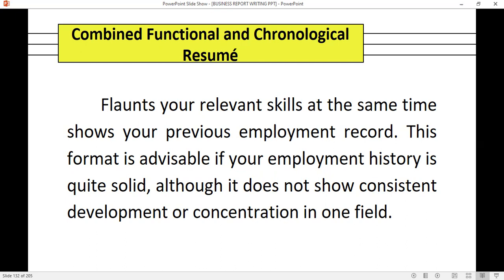Do not forget the types of resume. We have the functional resume and then the chronological resume. So that ends my presentation.